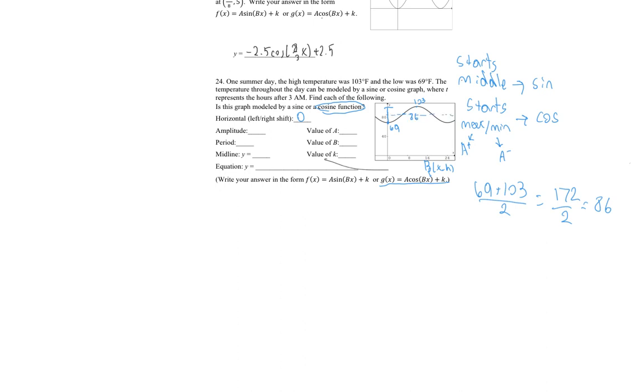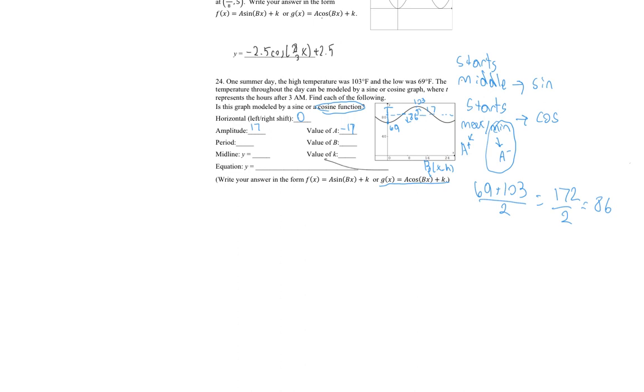My best approximation of where that is. So the question is, what's the difference between 103 and 86, or 86 and 69? Either way, 103 minus 86 is 17, and 86 minus 69 is also 17. So our amplitude value is 17, but our value of A, remember, because we're starting at a minimum, needs to be negative, so it is negative 17. While our amplitude is positive, our A value needs to be negative.